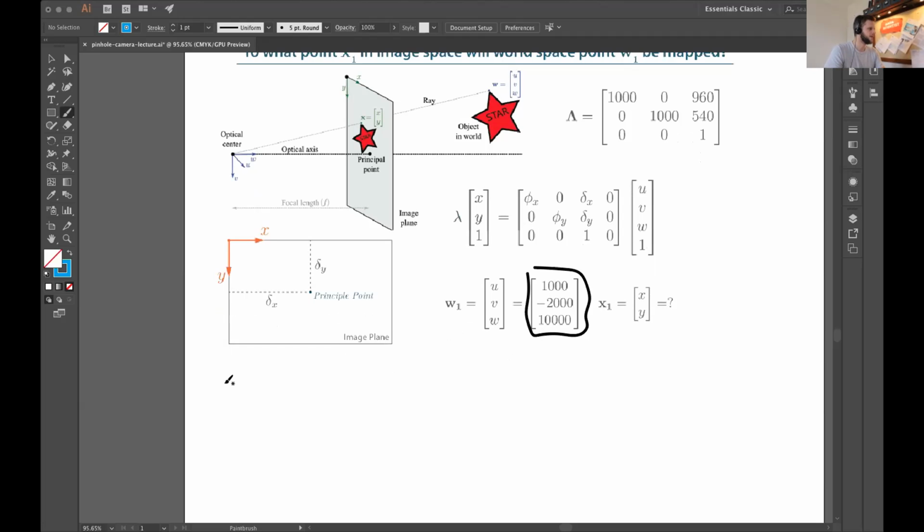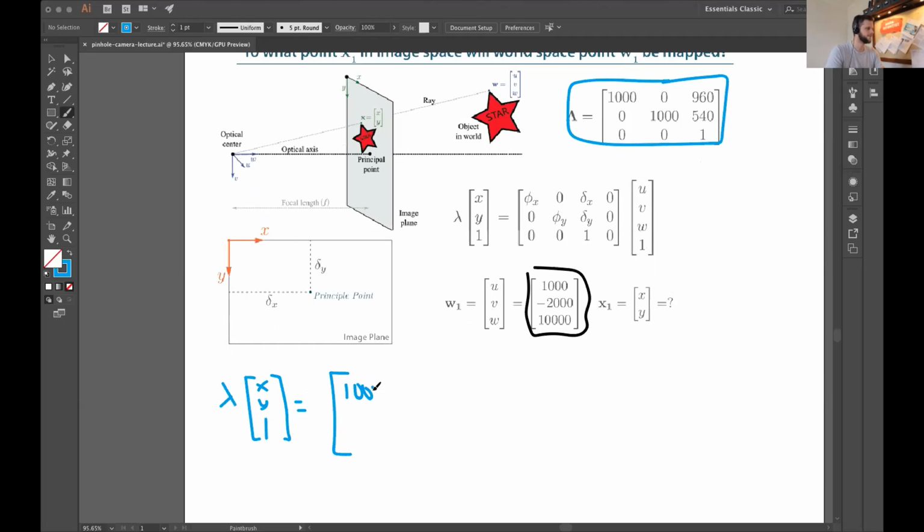So I'm going to write down my equation here. Lambda times x, y, 1. So we are solving for x and y. Lambda times x, y, 1 is equal to, and I'll pop in my intrinsic matrix here. The intrinsic matrix is equal to 1,000, 0, 960, 0, then 0, 1,000, 540, 0, and then 0, 0, 1, 0. Cool. When COVID is over, I'm going to be excited to use a whiteboard. It's going to be awesome.